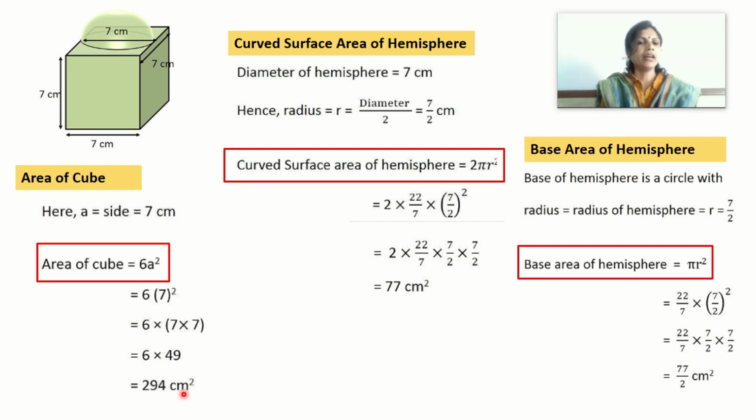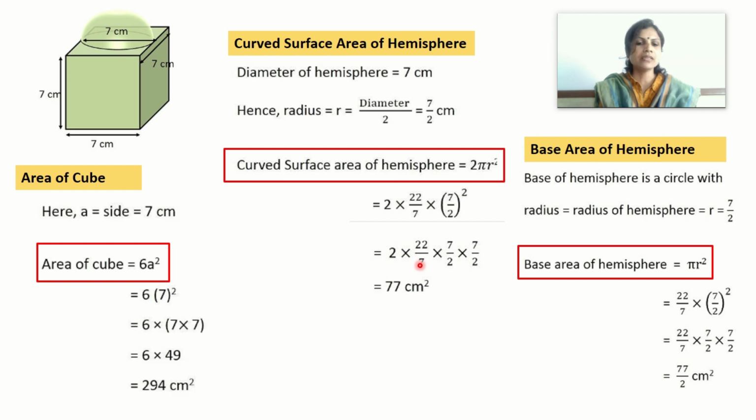Let's move ahead. Let's find out the curved surface area of the hemisphere. And for the curved surface area of the hemisphere, our formula is 2 pi r square. We have taken the diameter of the hemisphere as 7 cm. So its radius is equal to 7 upon 2 cm. Let us substitute the values in the formula. So 2 into 22 by 7 into 7 by 2 the whole square. So let's write down 2 into 22 by 7 into 7 by 2 into 7 by 2. Just check out what all values you can cancel.